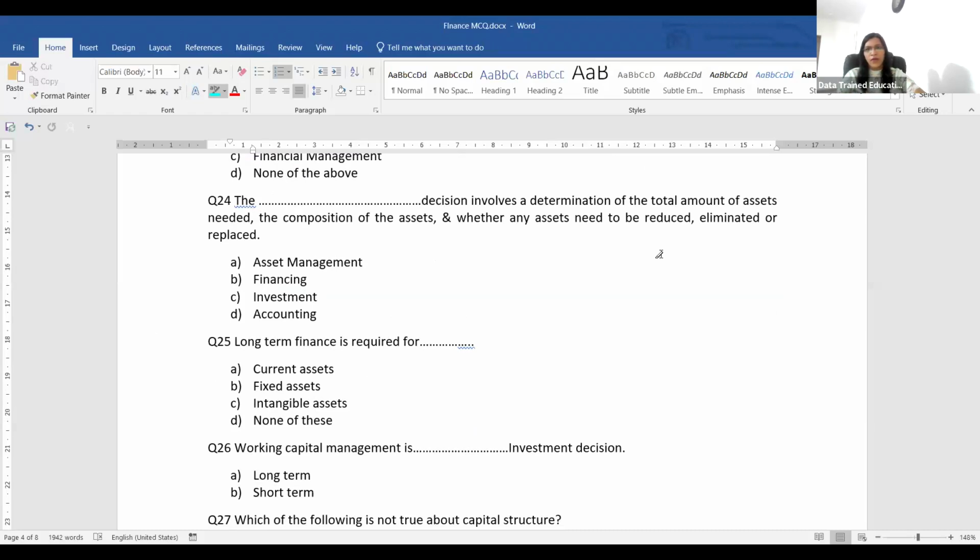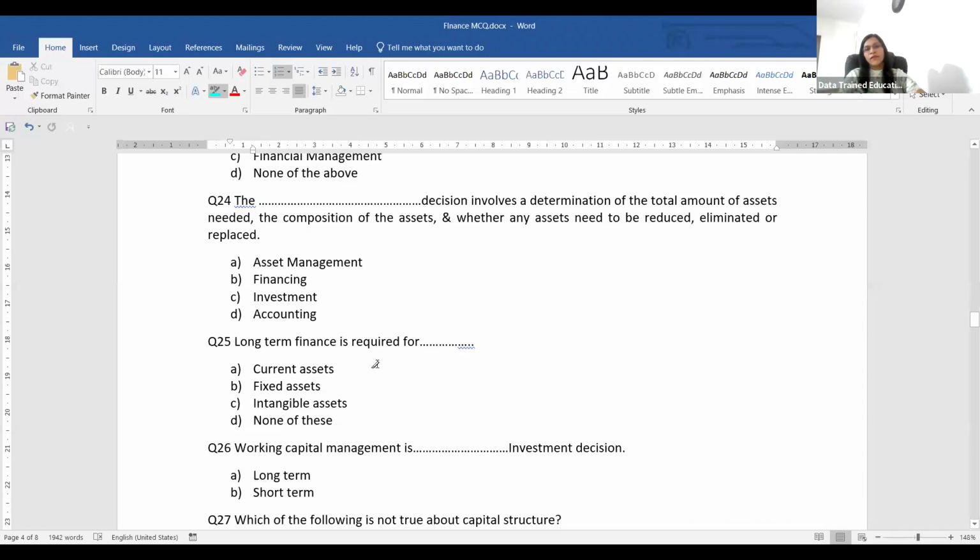Rest all are looking for asset management. It is investment only. See, in the previous question, we discussed a new plant and machinery, which has a higher production speed and accuracy. They are buying that. That is an investment decision. So here also it is an investment decision. What is the total number of assets needed? What should be the composition? What if they want to reduce, eliminate or replace? That is investment.